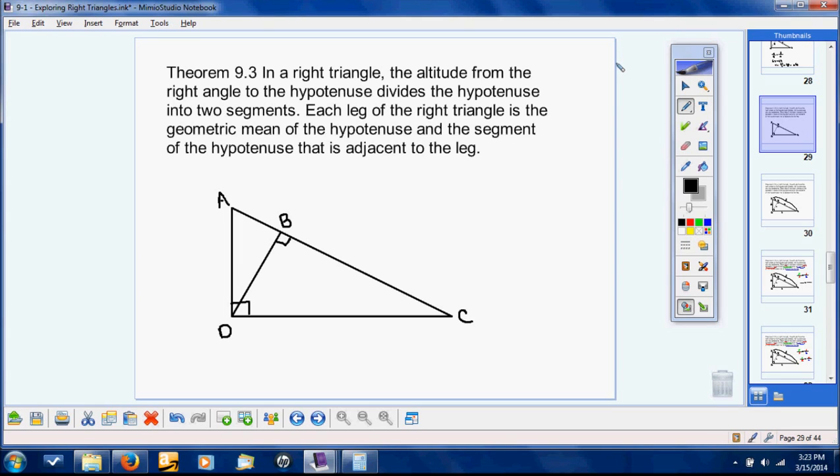Theorem 9.3. In a right triangle, the altitude from the right angle to the hypotenuse divides the hypotenuse into 2 segments, and each leg of the right triangle is the geometric mean of the hypotenuse.